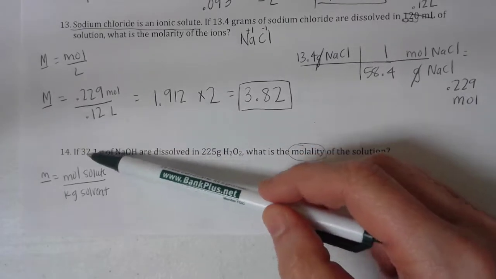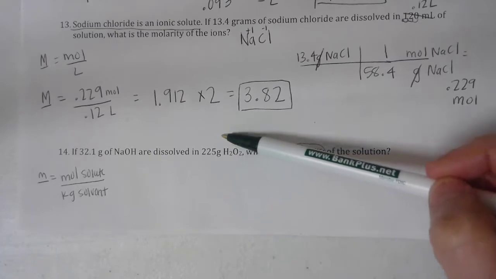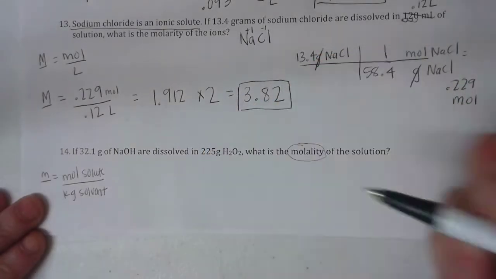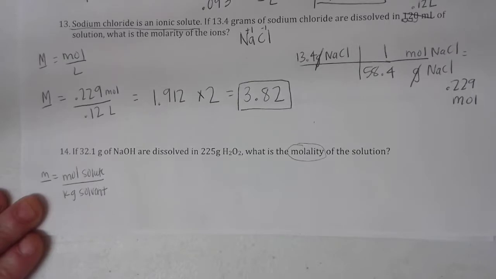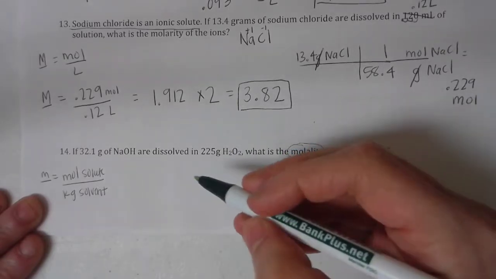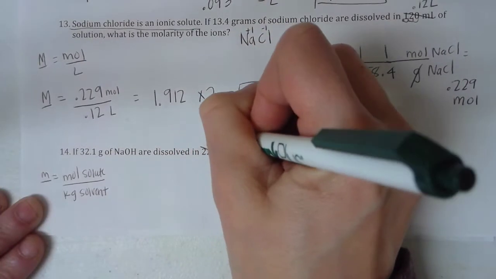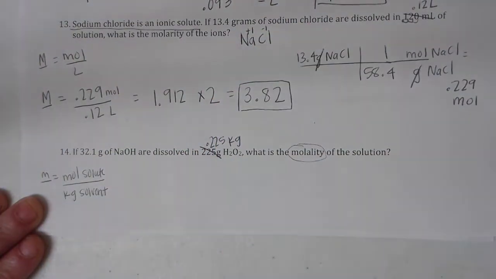So I need to change this number to moles, and I need to change this number to kilograms because that's my solvent. I can do that really easily. We're going from grams to kilograms, so I just back the decimal place up 3 times. So this changes into 0.225 kilograms. And so I have that ready to go.